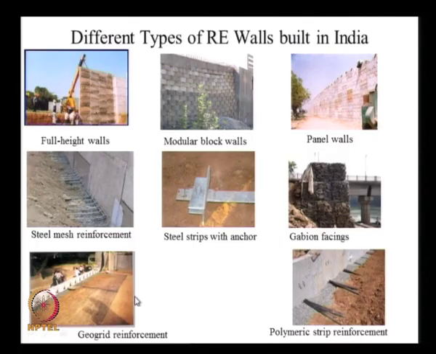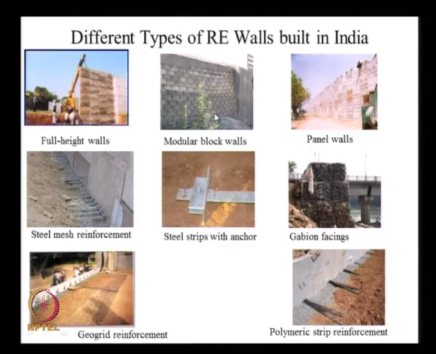And this particular picture shows the variety of the reinforced earth walls that were built in India. This picture shows the full height facing panel wall, wherein we cast the facing panel, and at the time of casting we put in some small short strips of the reinforcement, and then later on we attach the necessary length of reinforcement through some bodkin and other things.